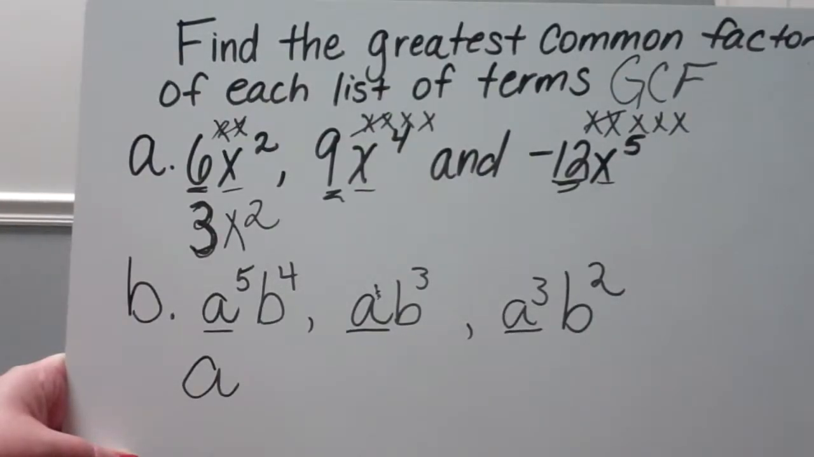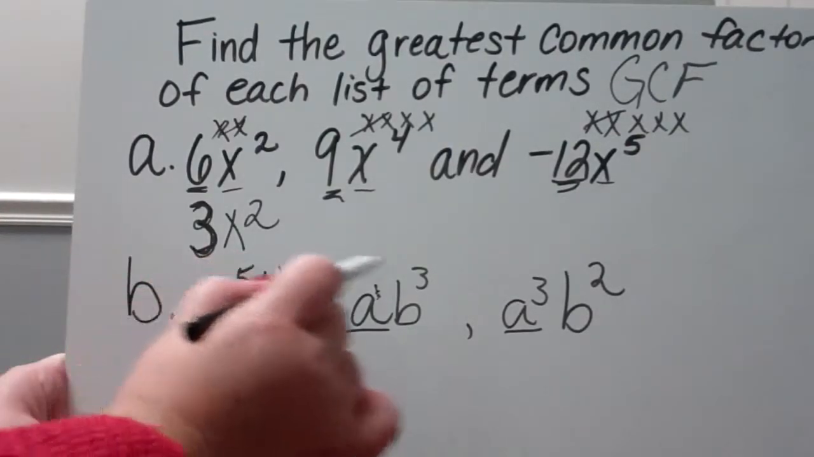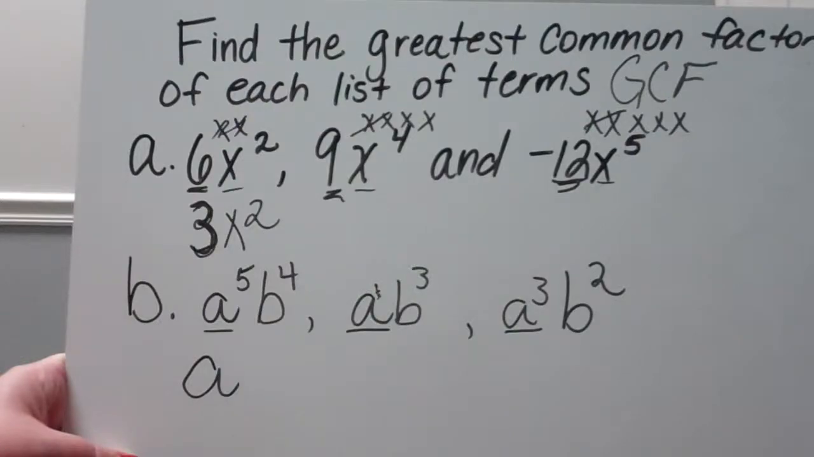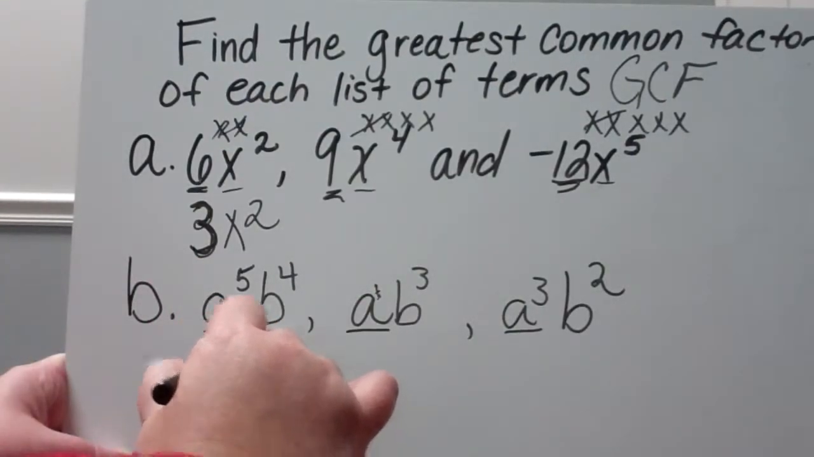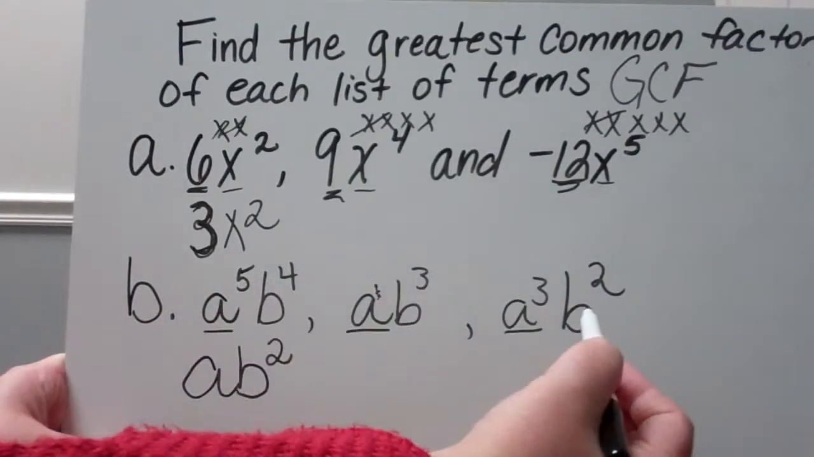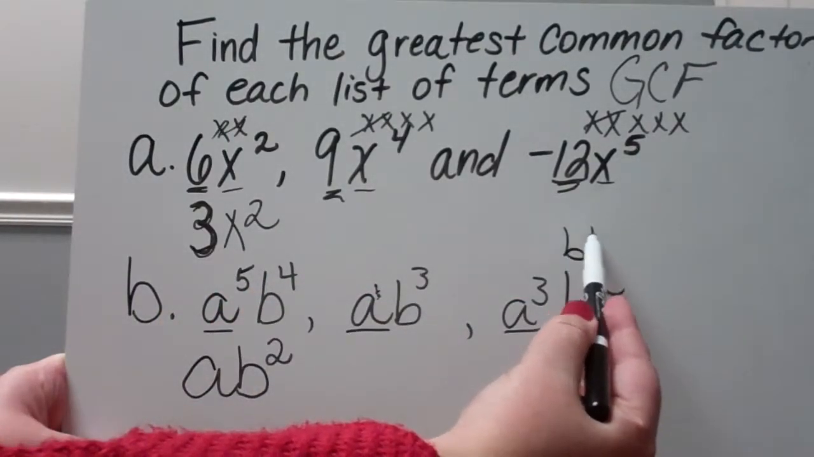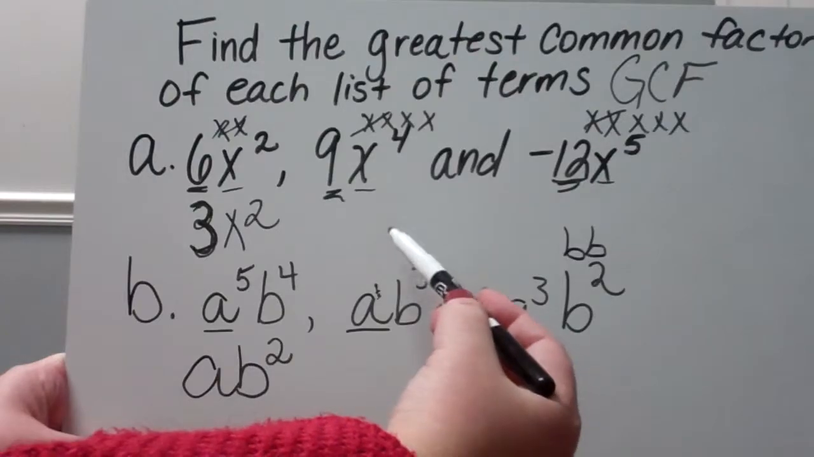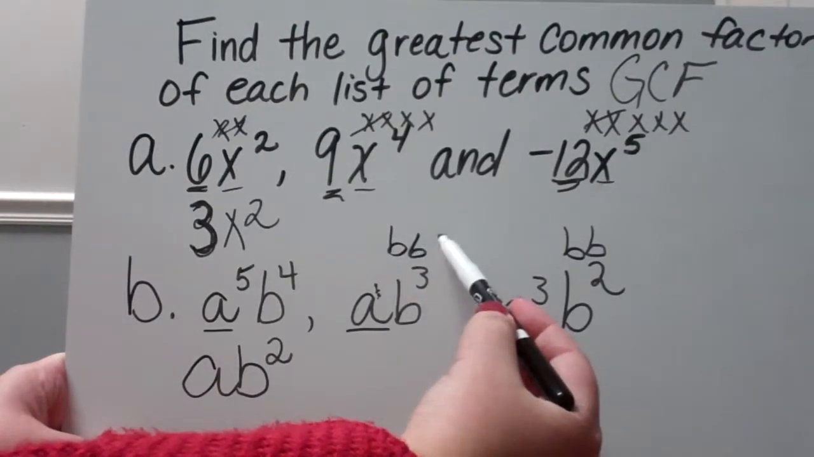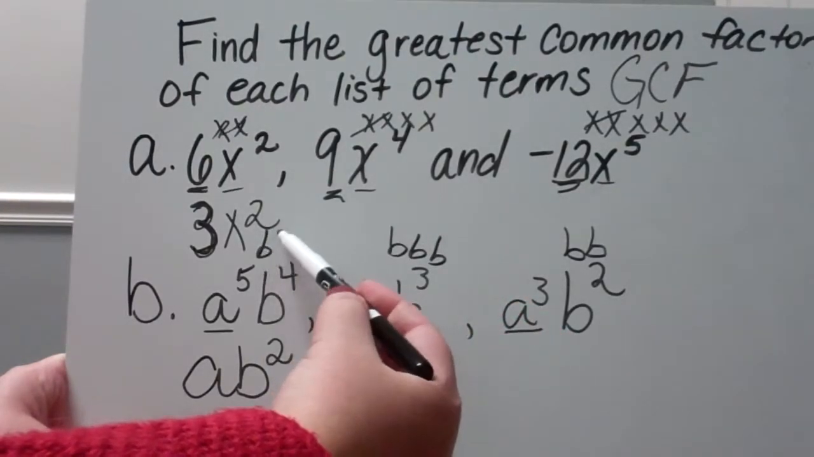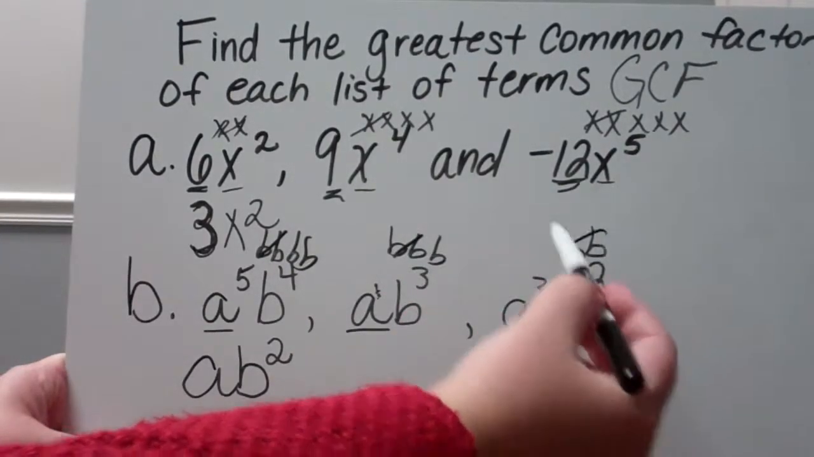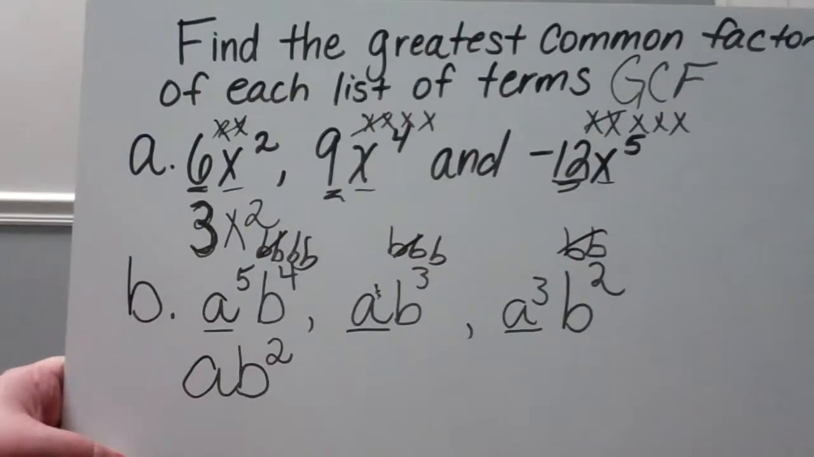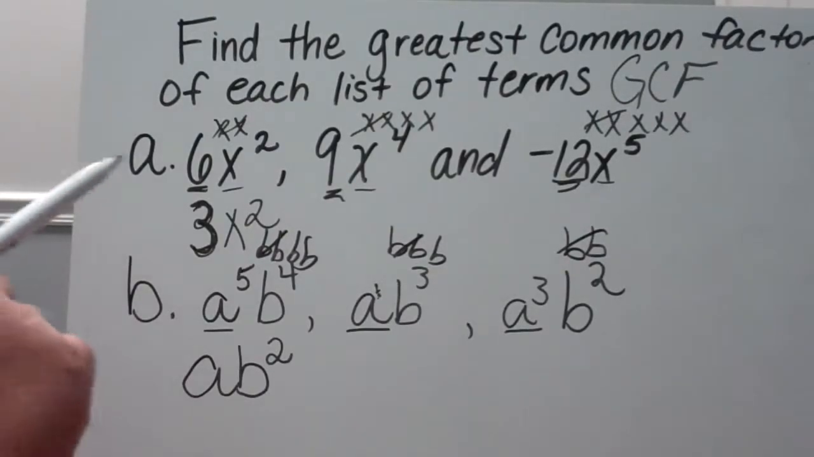Alright, so let's look at our B. Remember, it's going to be the lowest exponent. So here we've got B to the fourth, B to the third, B squared. B squared would be our GCF. Because this one's only got 2 to give. Does this one have 2 to give? Yeah, it's got 2 to give. This one's got 2 to give. Okay, so that's how we find GCF for a set of terms.